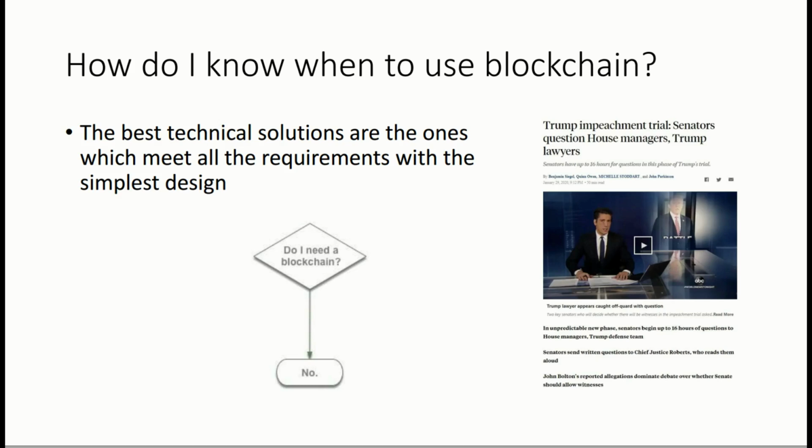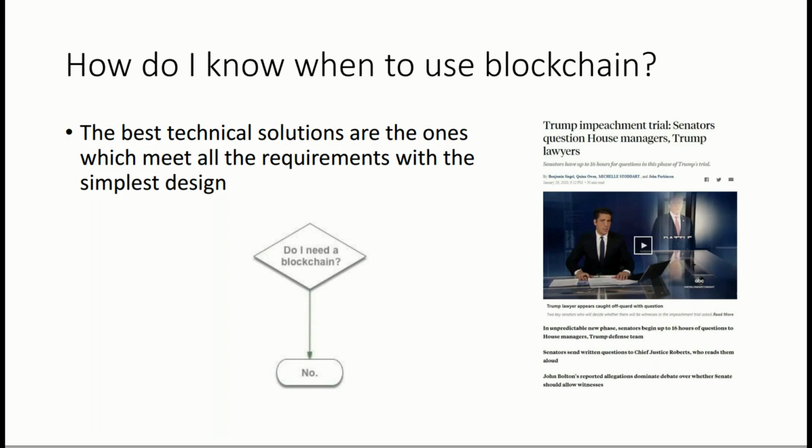So let's start off talking about how do we know when to use blockchain? And I'll begin this just by sharing a little bit of my personal opinion. Keep in mind that what I'm about to share is nothing more than just one person's opinion, so don't take this as anything definitive. But I am of the opinion that the best technical solutions are the ones that meet all the requirements with the absolute simplest design.